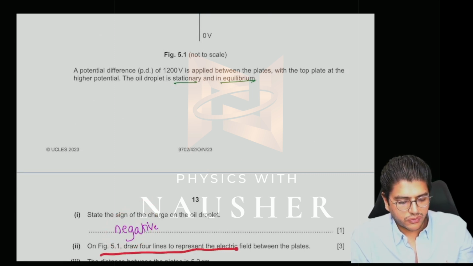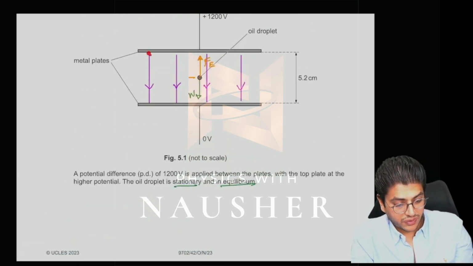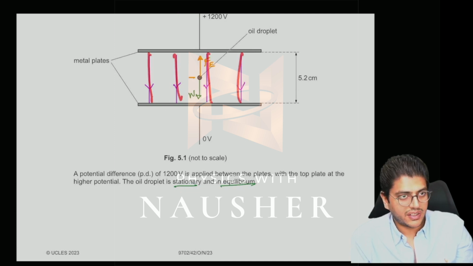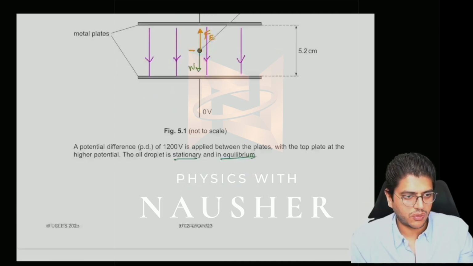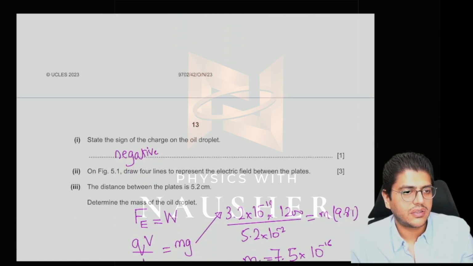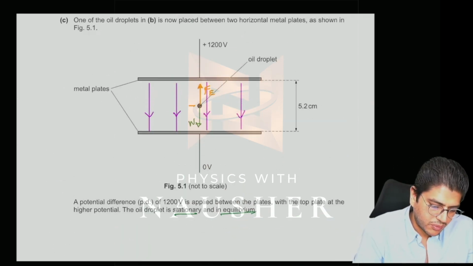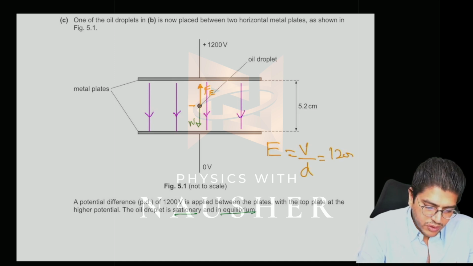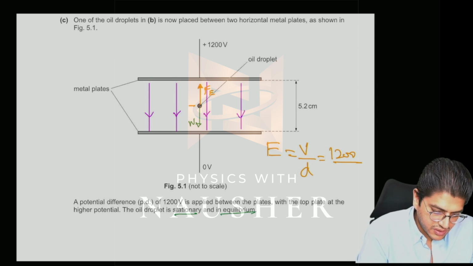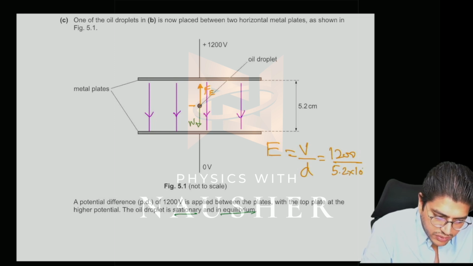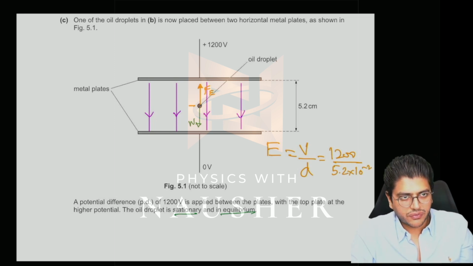On figure 5.1, draw 4 lines. You know that this is a uniform field, so the lines should be equally spaced. The 4 field lines have to be equally spaced. And now the distance between the plates is 5.2, so they're giving you an idea of the electric field strength. Electric field strength, the formula is V over D. You have the voltage, which is 1200, and this is 0, so the potential difference is actually 1200 minus 0. I just wrote that as 1200. Divide by the distance, which is 5.2 into 10 to the power minus 2.